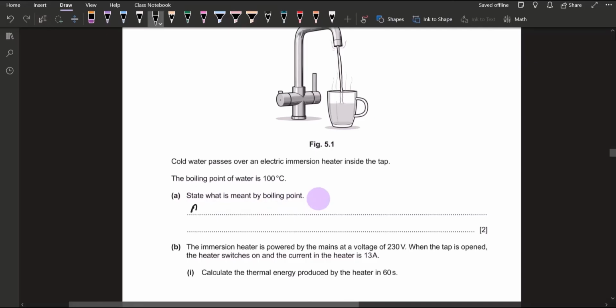So it is a point of temperature where water exists as liquid and gas. And for this one, you'll get 1 mark for mentioning a point of temperature. And the second point will be for mentioning that it exists as liquid and gas.